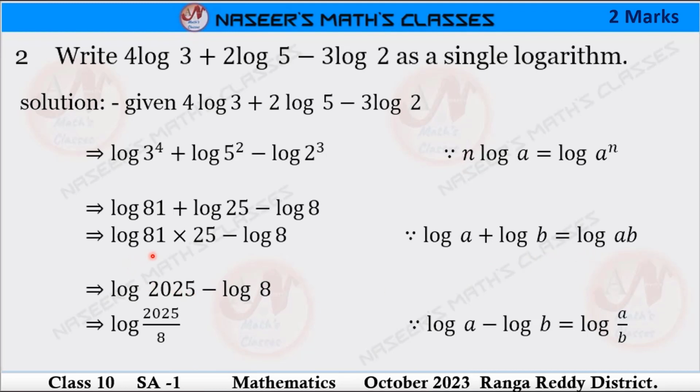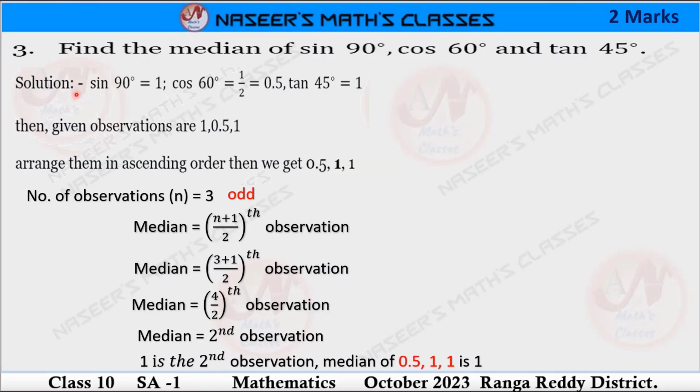Next, log 81 into 25 is written as log 2025, and from this step log 2025 minus log 8 is written as log 2025 by 8, because we already know that log a minus log b is equal to log a by b. We are going to solve the third problem.